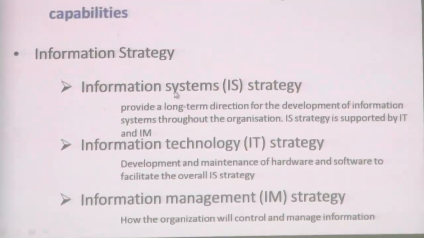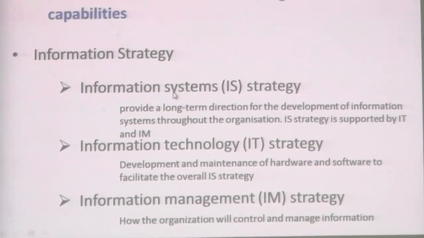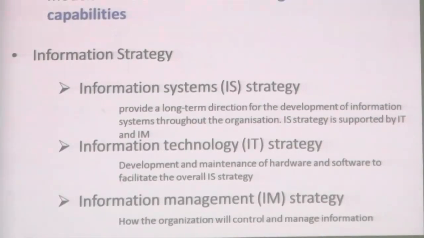In order to run the information system, what you should have, then talk about IT strategy. Development and maintenance of hardware and software to facilitate the overall IT strategy. The organization should have IT and software. Let's say in order to run ERP software, the information system that you are going to implement in the organization, you should have hardware and software. You should have computers, and in the computers there must be software to operate.